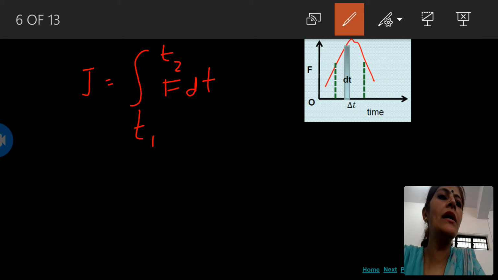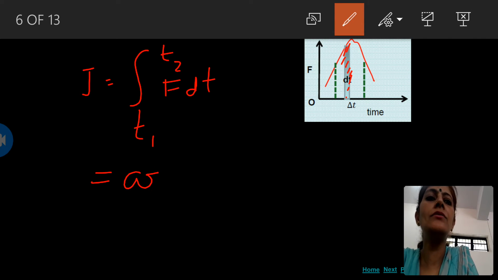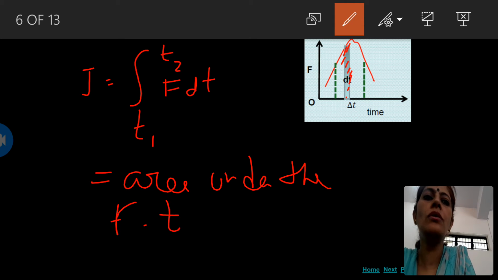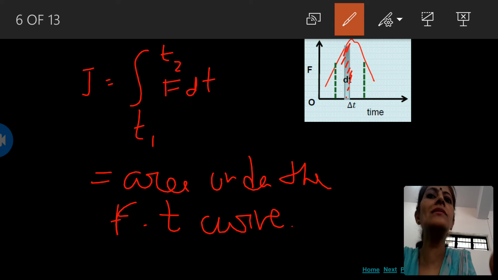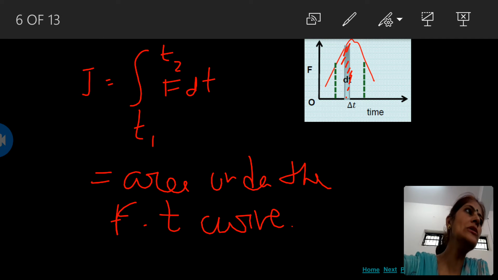F dt here is the area of this small shaded part, length into breadth. If we consider the total area under the curve between the time interval t1 to t2, then we have to integrate it. So J is equal to the integral of F dt from t1 to t2, and it is actually the area under the force-time curve. So again we get the same result: the area under the force-time graph is equal to the magnitude of the impulse of the given force in the given time interval.